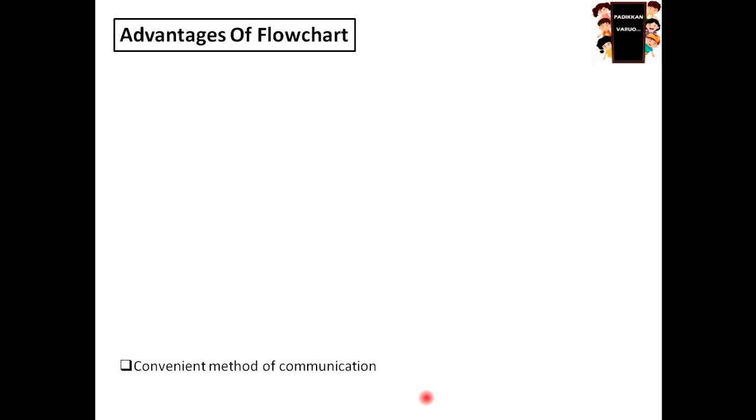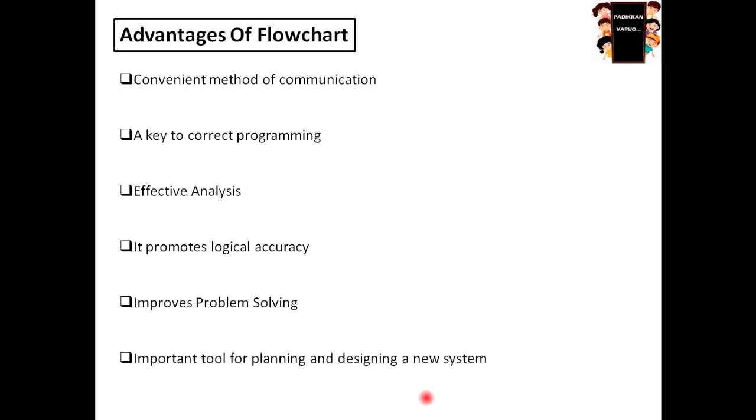So the major advantages of using a flowchart are: it provides a convenient method of communication. It provides a clear understanding of the problem, a key to correct programming. In order to get an accurate result or a clear output, we need the help of a flowchart. So it will provide a better understanding of the problem. Then for the effective analysis of the program, we need the help of a flowchart. It will promote the logical accuracy of the problem.